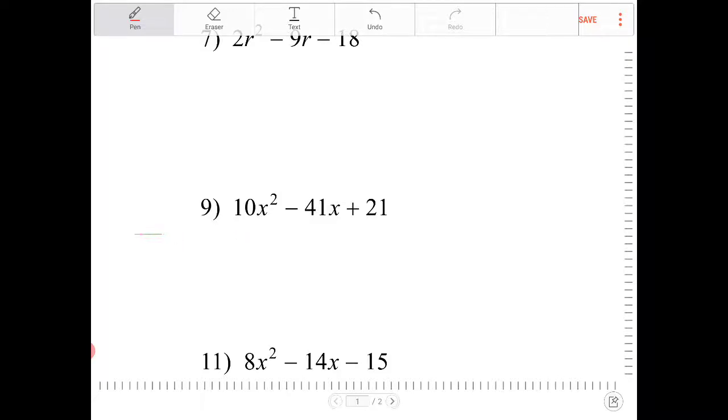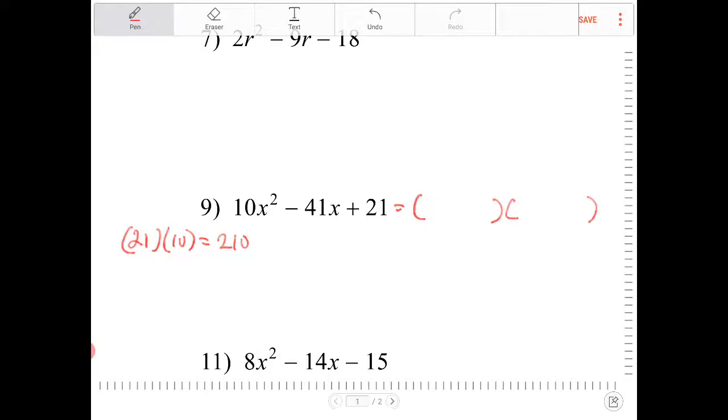Let's try it again. I have 21 times 10. That's 210. You see, the numbers get really big really fast, right? We want the two numbers to multiply to 210, but then add to negative 41. How is that going to be done? So, I don't even know what that is. So for something like this, I would actually take, I'm changing my mind. I'm going to do it like this instead.